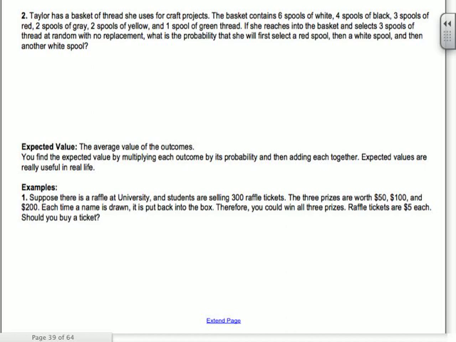All right, so Taylor has a basket of thread she used for craft projects. Didn't we just have Taylor in a problem the other day? Yeah, this is Taylor Rogers, Taylor Hines, right?